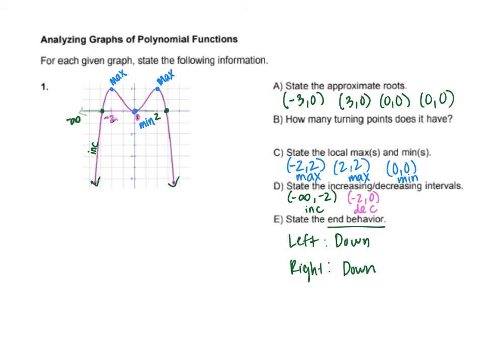So from 0 to 2, this is increasing again. I'm going to write that over here. So from 0 to +2, it's increasing. And then afterwards, from 2, at 2, it's going to be dropping down.